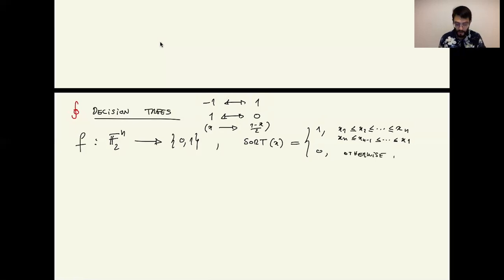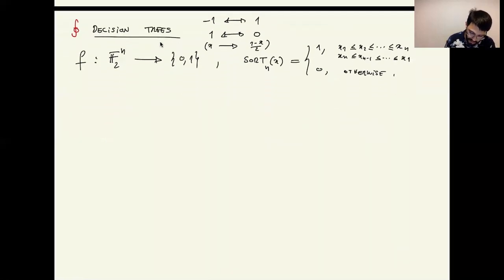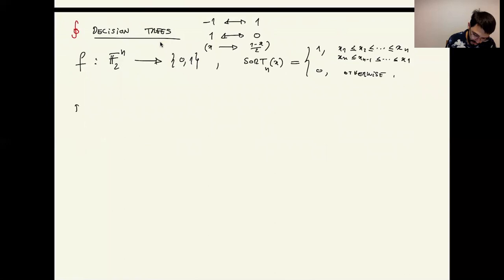Okay. So this will be sort n. So let's try to compute a decision tree for sort n. First of all, there is not a unique decision tree. So let me just try to do an example here, and then we'll see exactly what it is.